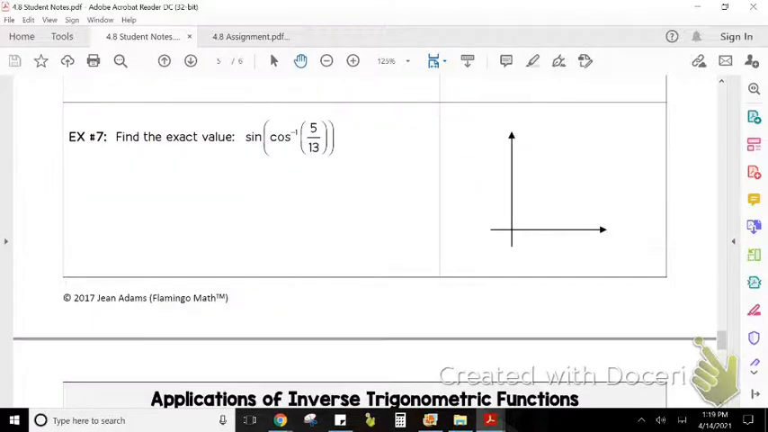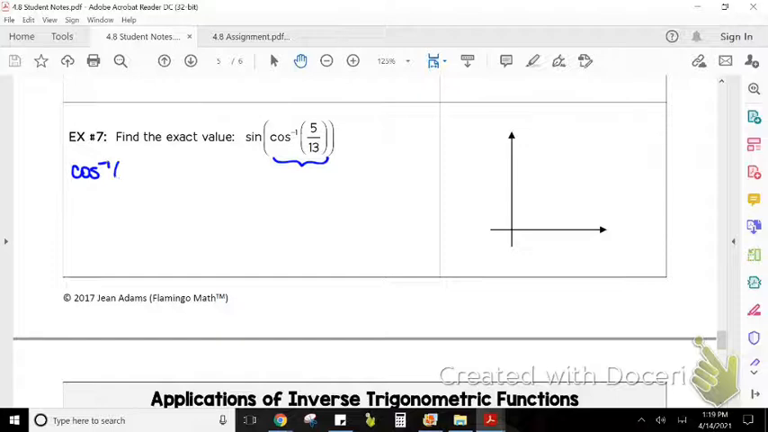All right, so example 7 says to find the exact value of sine of the inverse cosine of 5 over 13. Now remember, if it's a composite function, and notice on these last two, they're not the same function. It's not sine and inverse sine or cosine and inverse cosine. They're different ones, so that's why we're having to do it a different way, and they don't just cancel each other out. All right, so let's take the inside and let's work on it.